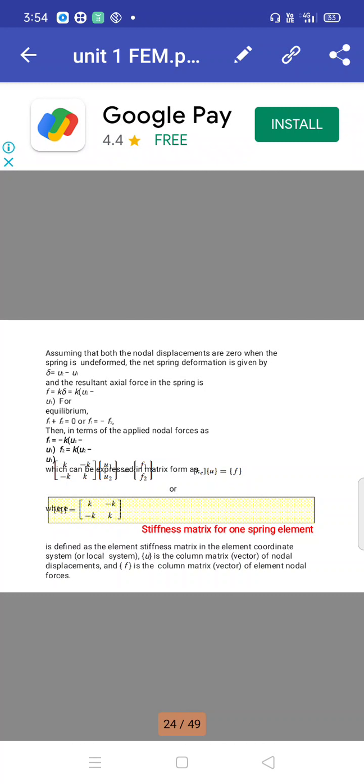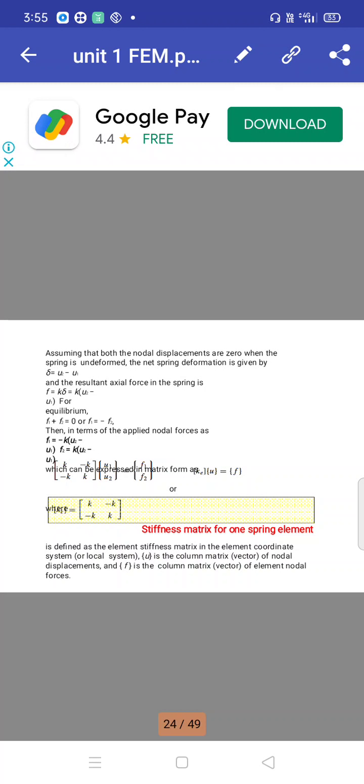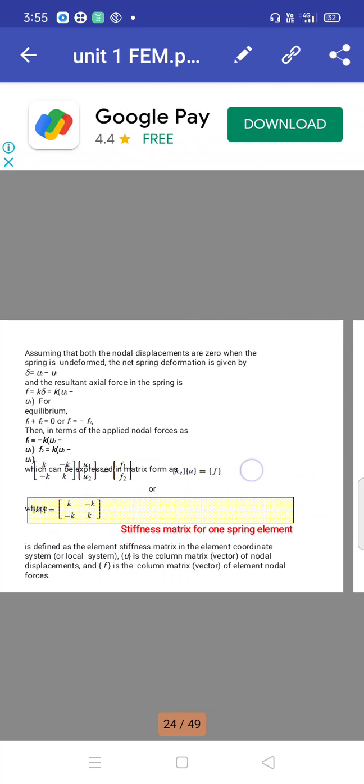Assume that both nodal displacements are 0 when the spring is undeformed. The net spring deformation is given by delta equal to u2 minus u1. The resultant axial force in the spring: F is equal to K times delta. For equilibrium, F1 plus F2 is equal to 0, so F1 is equal to minus F2. In terms of applied nodal force, F1 is equal to minus K times (u2 minus u1). So finally we get the stiffness matrix for one spring element, K times [1 -1; -1 1]. So these are the things to be considered.